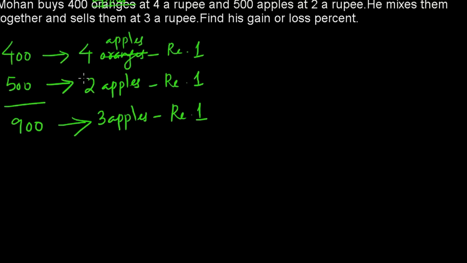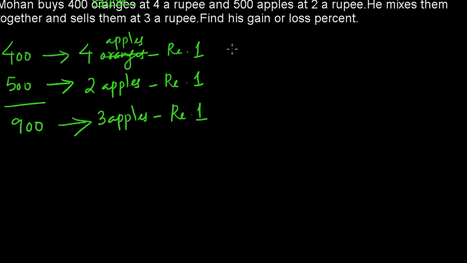So the question is given in a little complicated manner, with 400 apples at 4 for a rupee, 500 apples at 2 for a rupee. But when you break it down, it becomes very simple for computation. You just have to be thorough with these kinds of problems. If you do it once, you will be able to do any kind of problem from this topic.